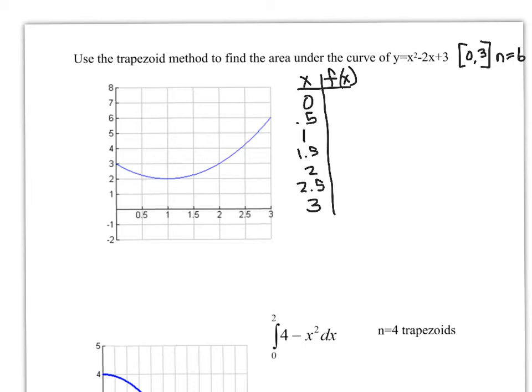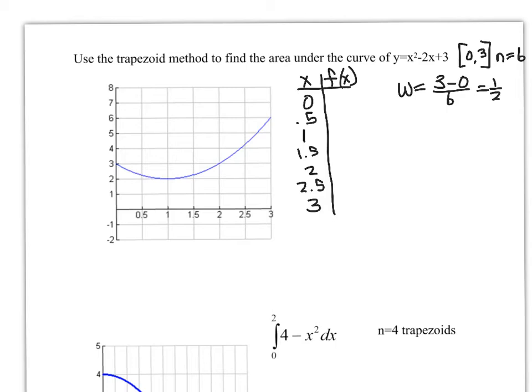We would like to use the interval from 0 to 3 with an n value of 6. So of course the first thing that we're going to do is calculate the width of each interval because we want them all to be equal. So we're going to say b minus a divided by n. So 3 minus 0 divided by 6 tells me that the width of each interval is 1/2 or 0.5.